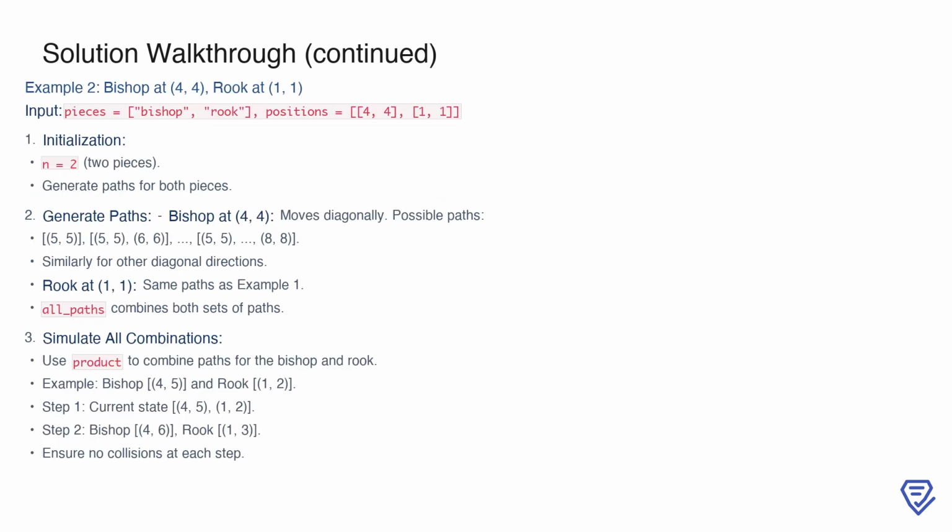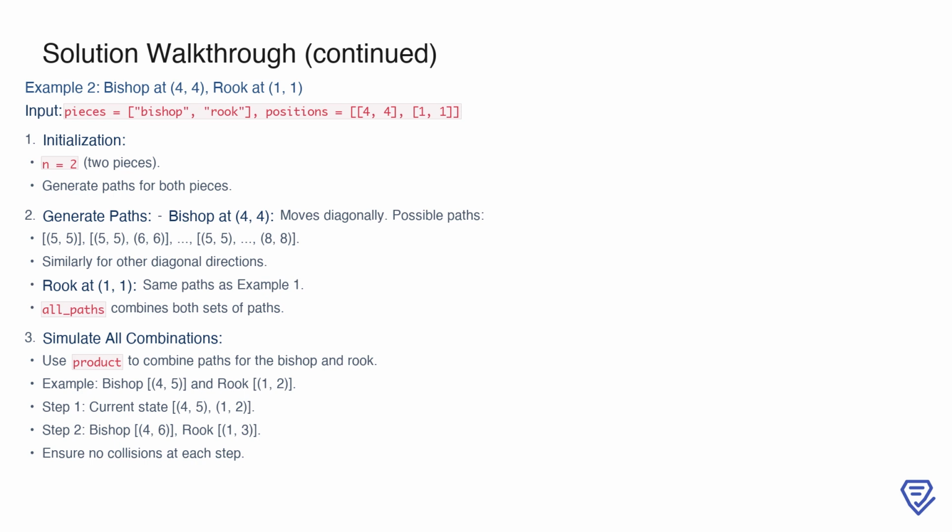In this example, we introduce a scenario with multiple pieces, a bishop at position 4, 4, and a rook at position 1, 1. Here, n is initialized to 2 to account for the two pieces. We begin by generating paths for each piece. The bishop moves diagonally, so starting from 4, 4, it can move to positions like 5, 5, 5, 5, 6, 6, and so on, depending on the direction. These paths extend until the bishop reaches the edge of the board.